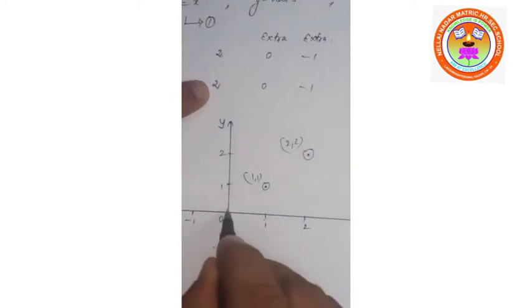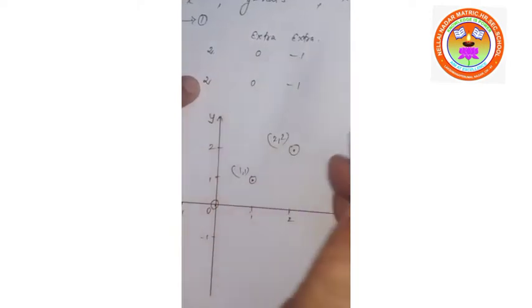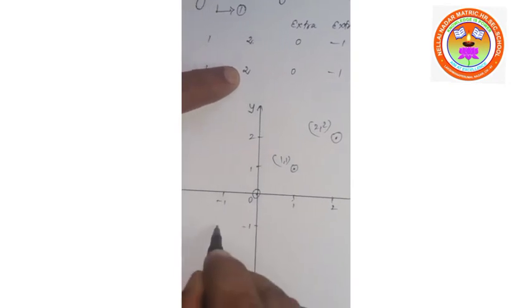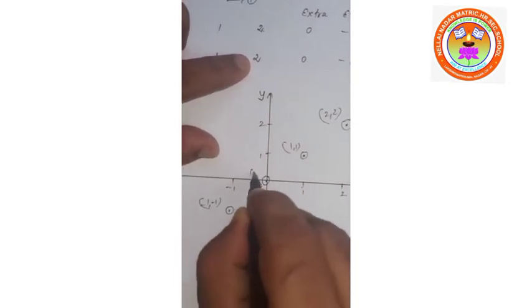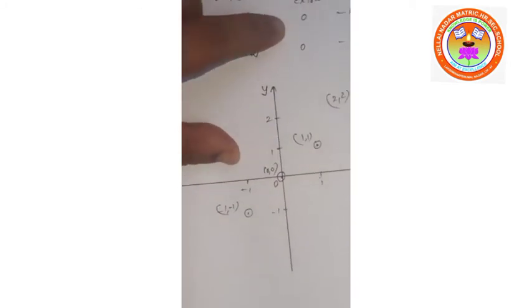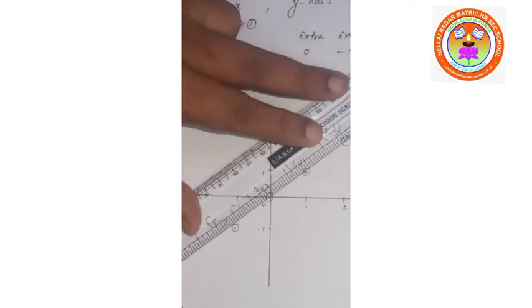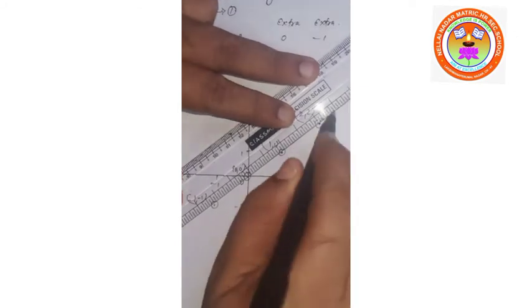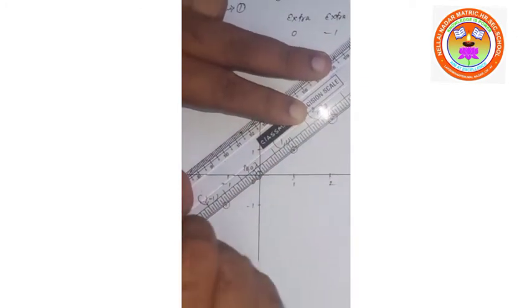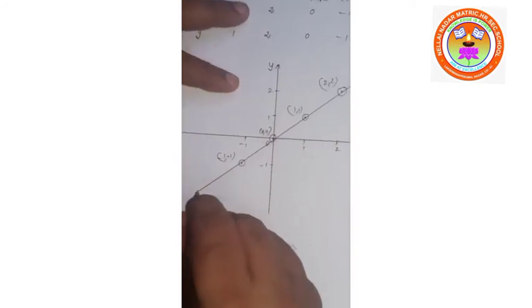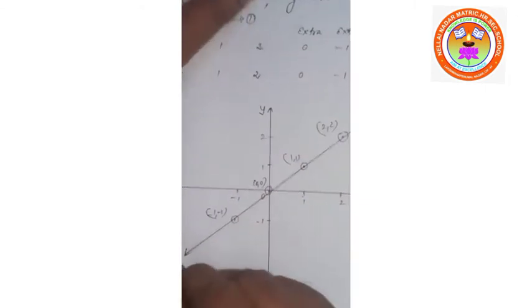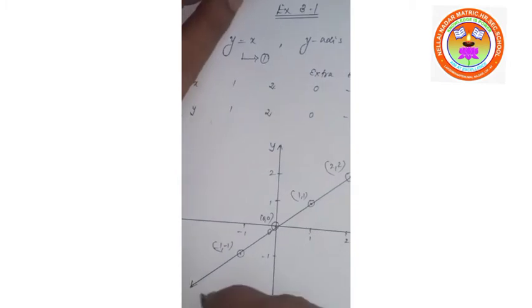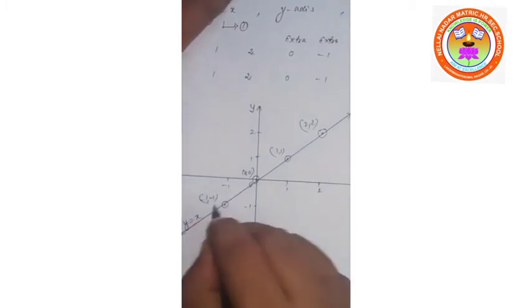Then (0, 0), and (minus 1, minus 1). This is 0, 0. Join all the 4 points. So what is equation number 1? y equals x.